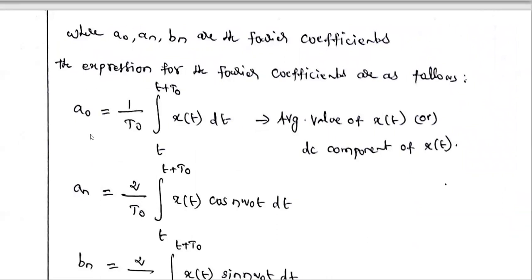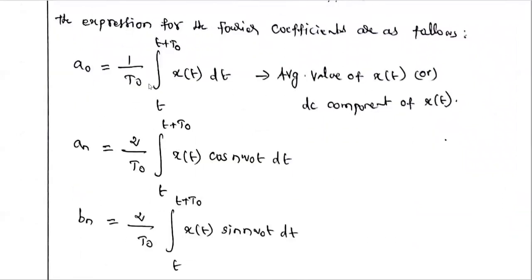You see, the a naught coefficient is calculated by the formula 1 divided by T naught. Here T naught is the fundamental time period. 1 divided by T naught, integration over t to t plus T naught. What is integration over t to t plus T naught? It means integration over one cycle period, of the given signal x of t dt. So this is the formula to find the a naught value. So a naught is simply 1 divided by the time period, integration over one cycle period, the given signal into dt.